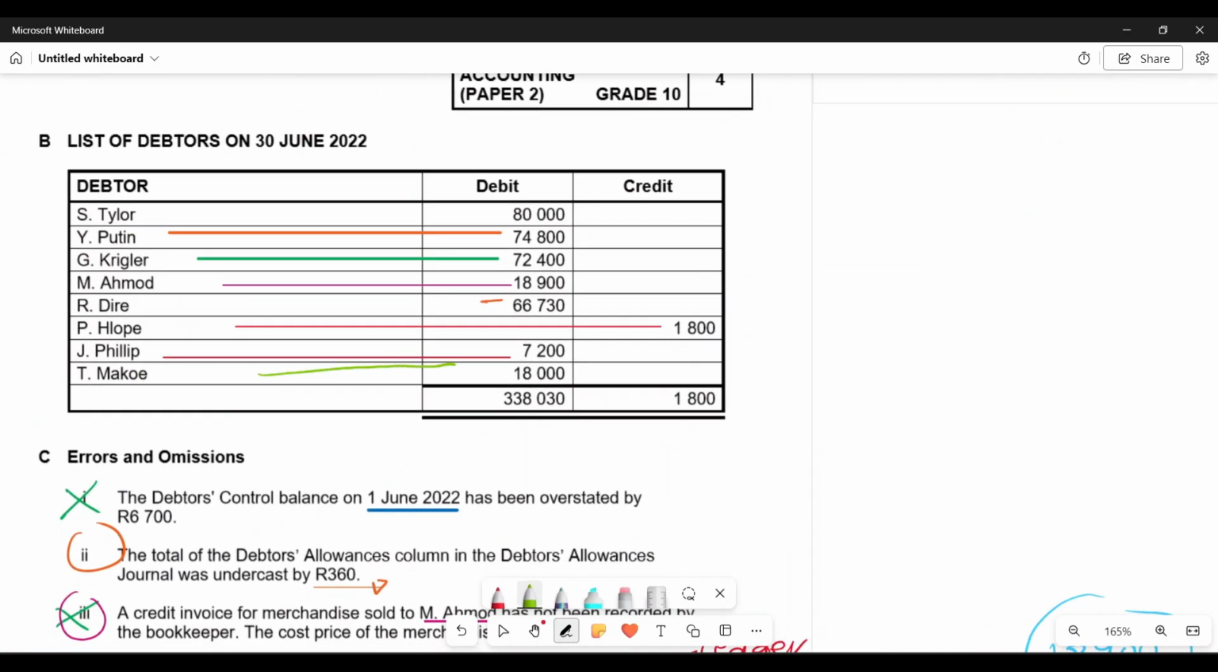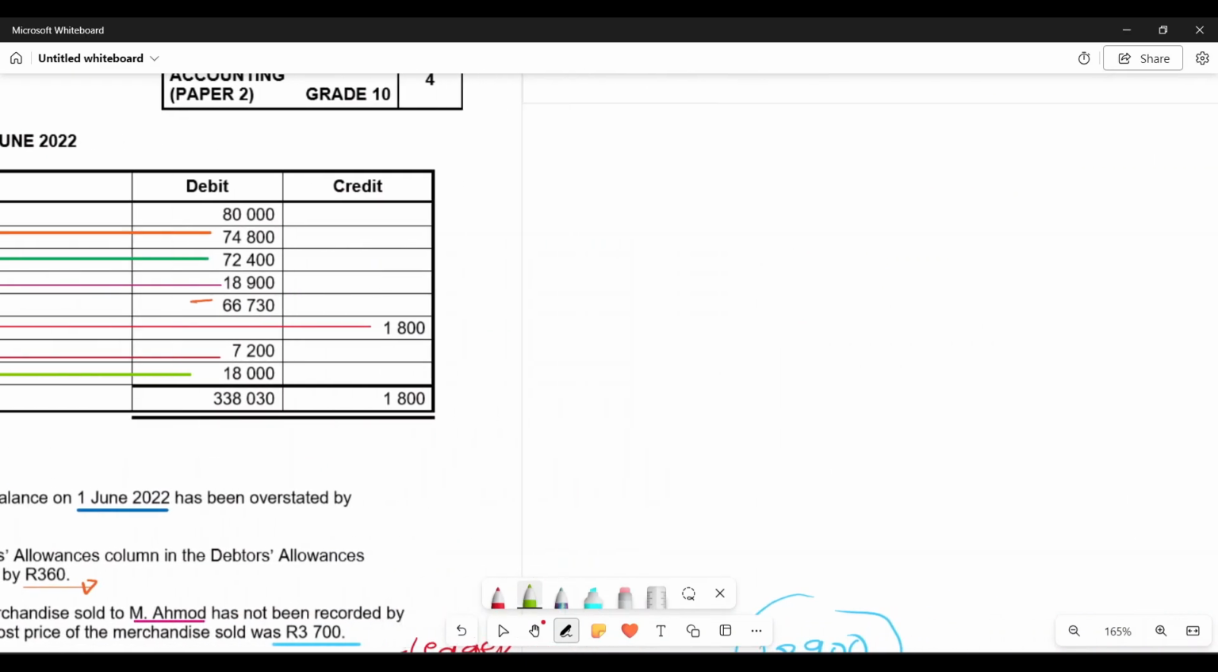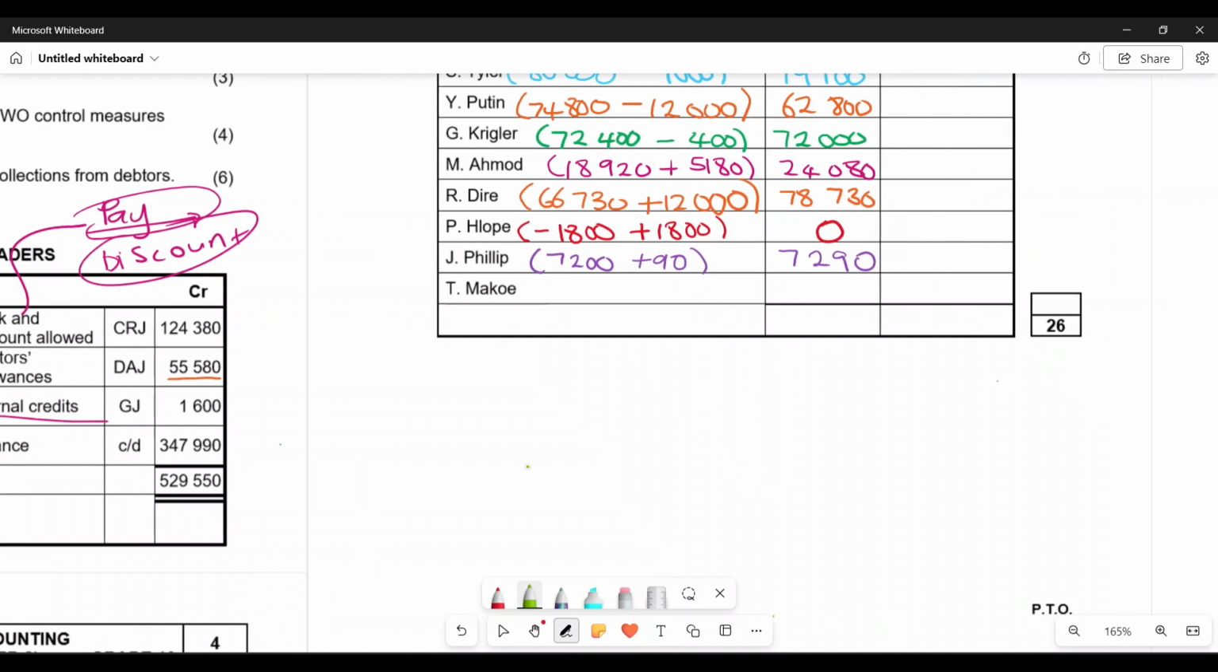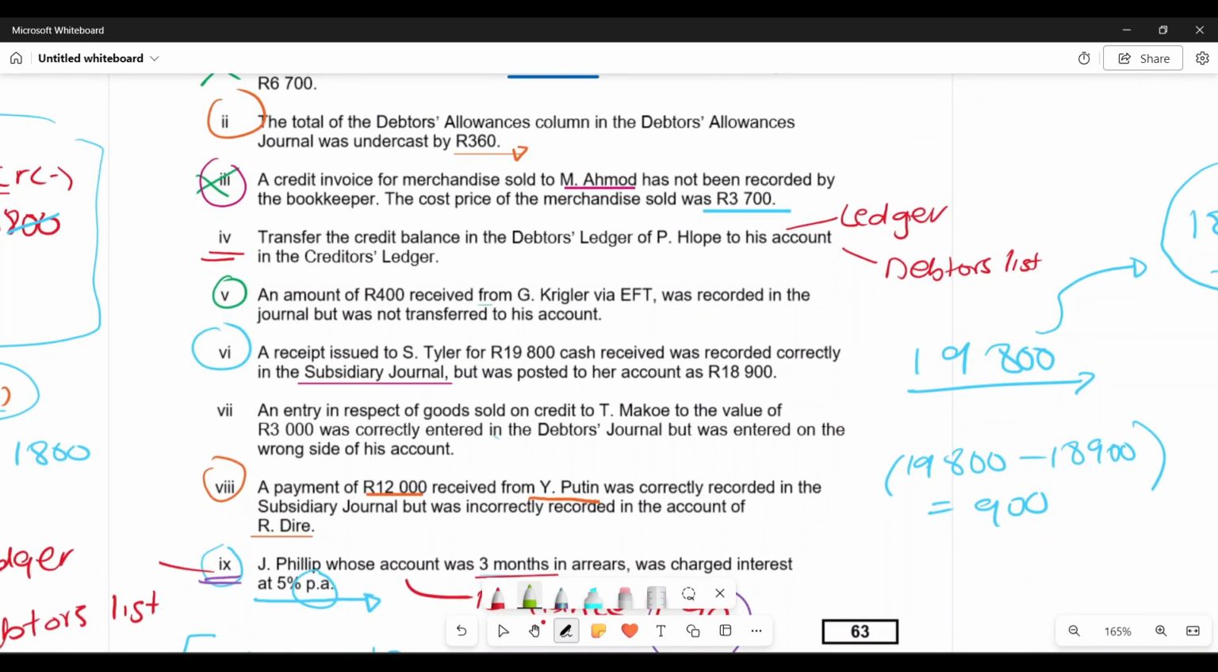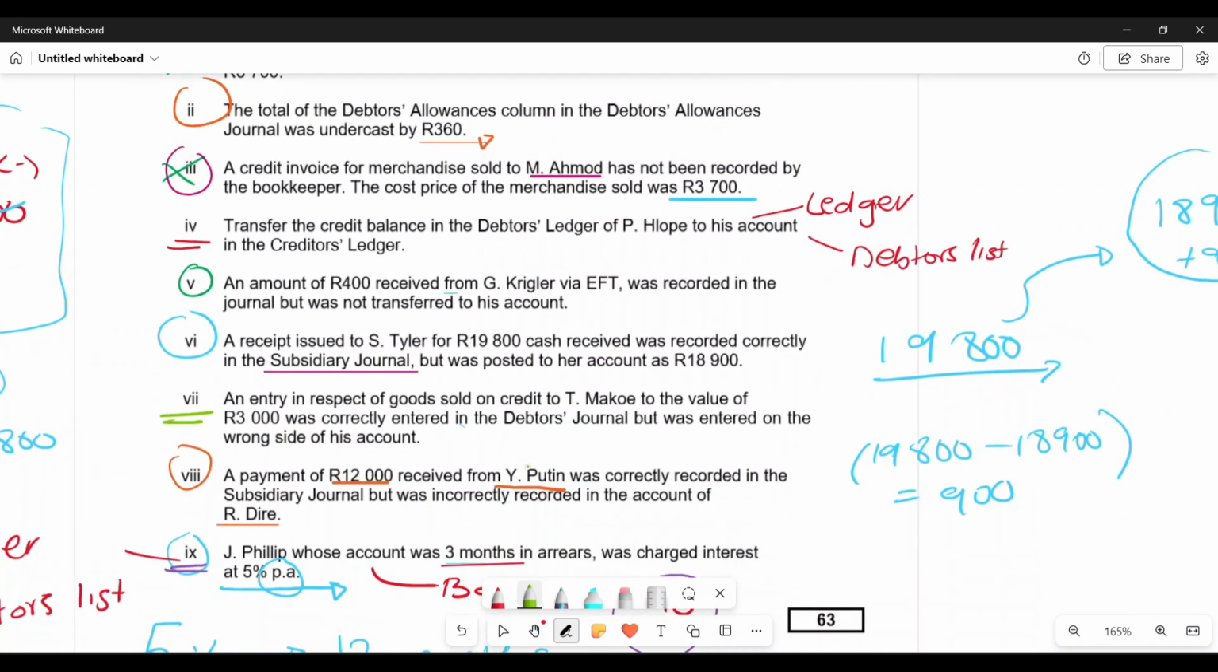Now, lastly, T. Mako. Now, the balance that we're given is 18,000. Now, let me see if there's any transaction that relates to this person. Now, the last transaction here, an entry in respect of goods sold to T. Mako to the value of 30,000 was correctly entered in the debtors journal, but this was entered on the wrong side of his account, right? So, meaning that, okay, what do they mean by this?